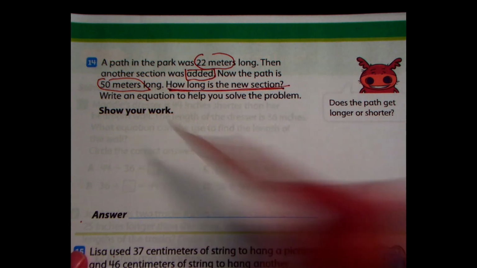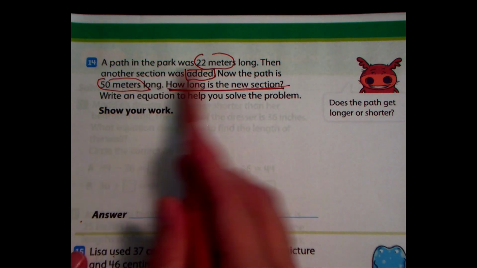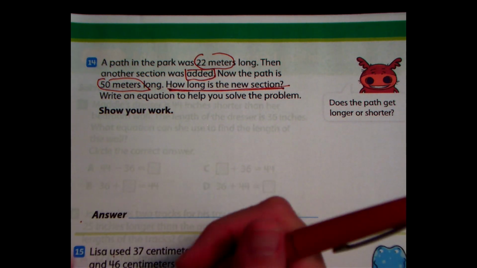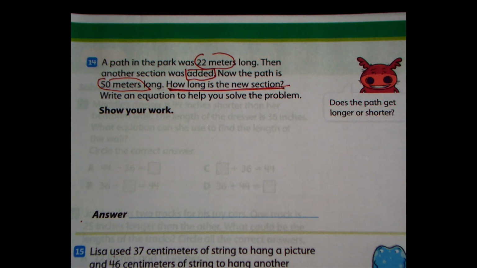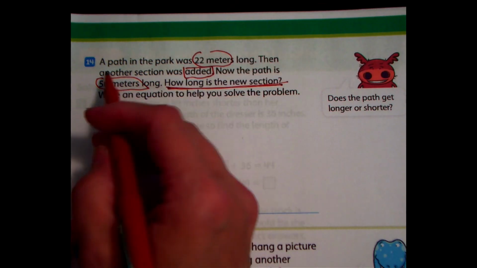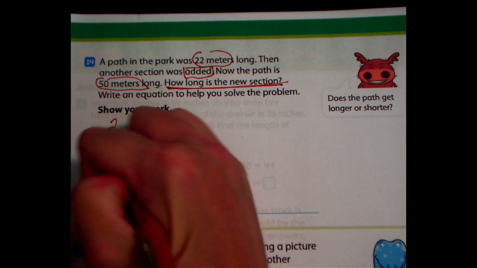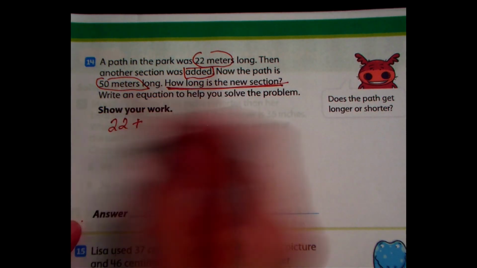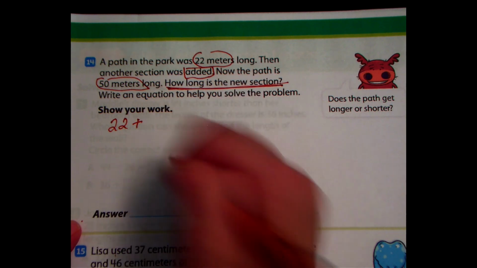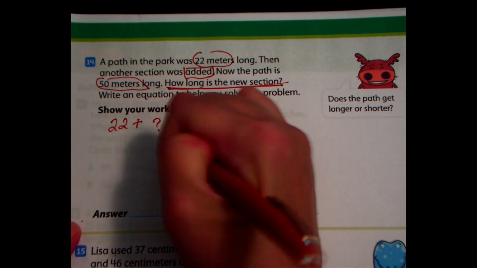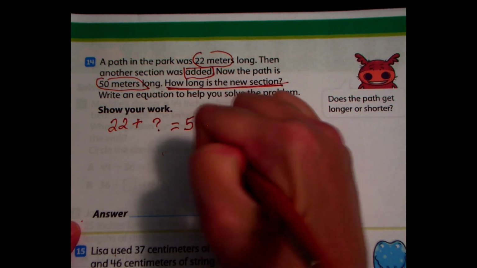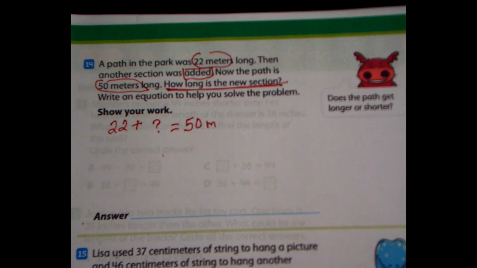Okay. So, the path is 22 meters long. Then another section was added. Now the path is 50 meters. So, we are adding. We have 22 meters. Another section was added. Okay, but I don't know how long this section is because that's what I'm trying to find out. How long is this new section? I do know that the path is a total of 50 meters. Okay, so that's how we read that.